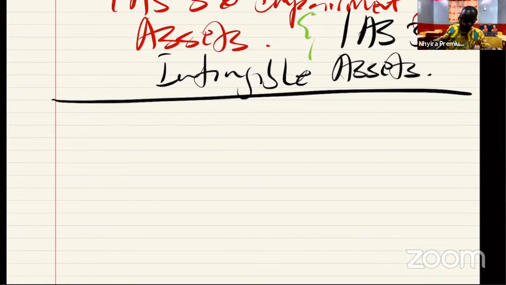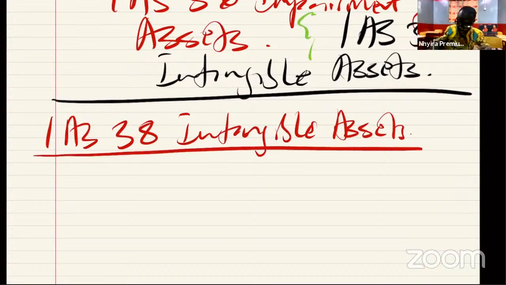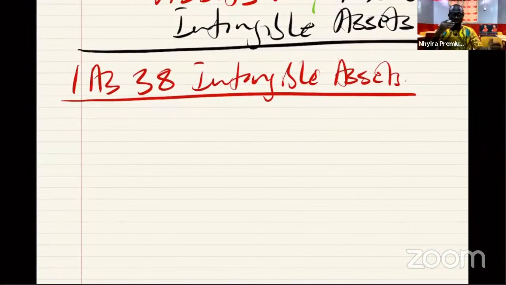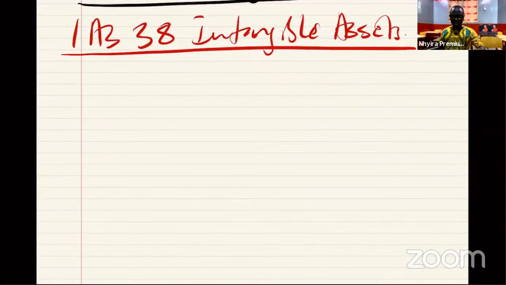So let's start the journey with IAS 38, intangible assets. Like I tell you all the time, when you pick up a standard, a number of things must be known to you: the objectives of the standard, key definitions, recognition criteria, initial measurement, subsequent measurement, and what? Disclosure requirements. So let's see how we can go into the discussion real quick and see how we can excel in that case.